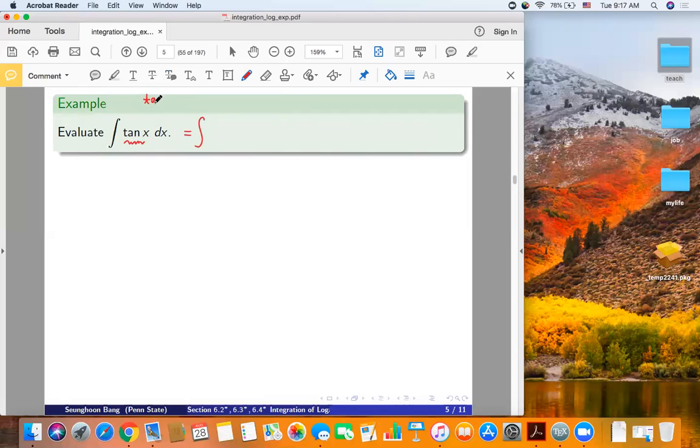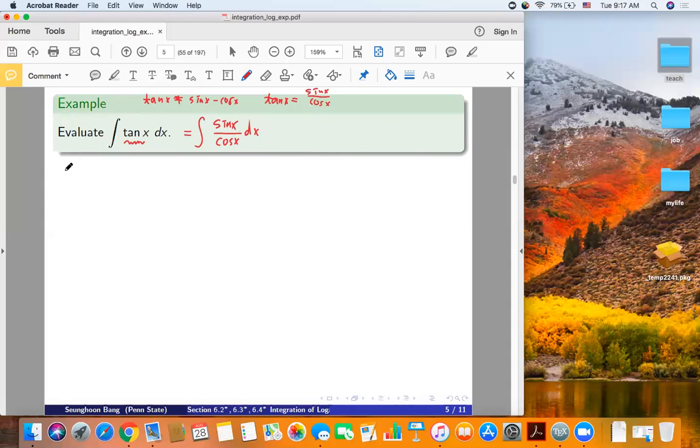Tan x is not equal to sine x or cosine x. You're right, this is not equal to sine x minus cosine x. No, don't change. So really be careful. Tan x is, you're right, sine x over cosine of x. This is the idea. So you can change it. Sine x over cosine of x dx. You're right, change it like this.